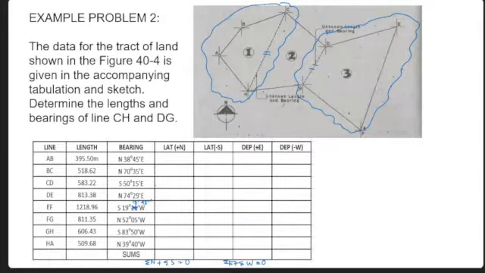Okay, so for line AB, 308.44 and 247.55. BC is 172 point.